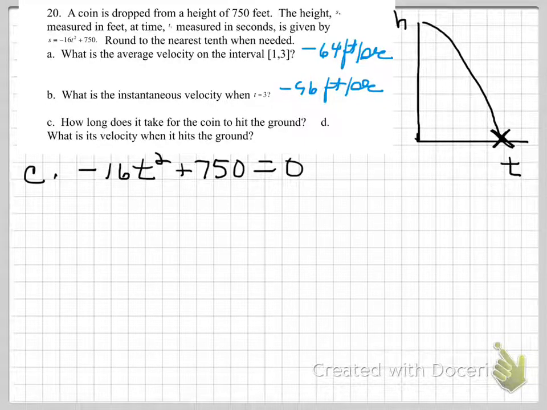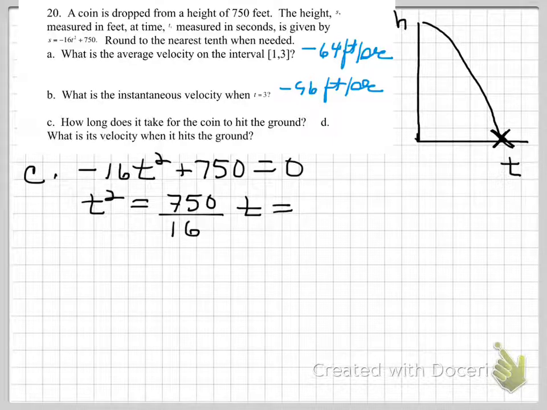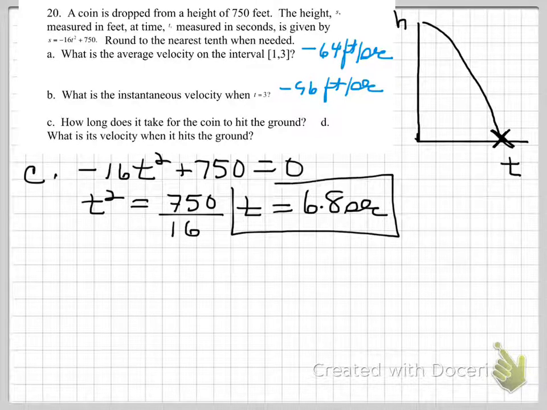Alright, so when I do that, I end up getting t squared equals 750 over 16. Taking the square root, I get approximately, if I round to the nearest tenth, 6.8 seconds. Now I get positive and negative 6.8 seconds. Clearly I want the positive because I'm looking for positive time. So it takes 6.8 seconds to hit the ground. So that's my answer to C, no problem.